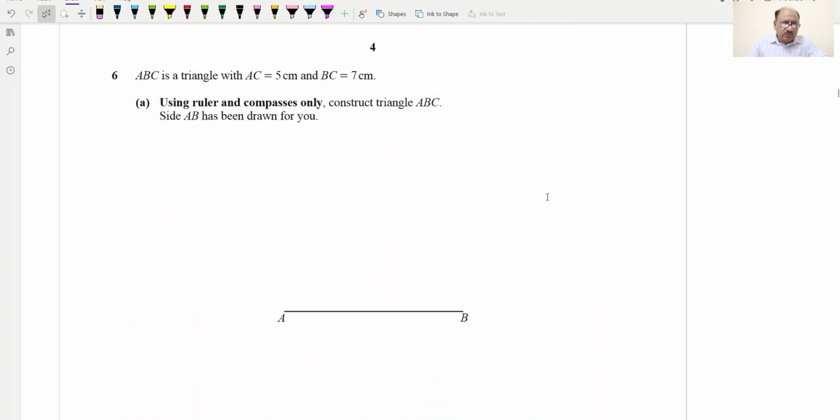Now question number 6. Question number 6 says ABC is a triangle with AC equal to 5 centimeters and BC equal to 7 centimeters. A part, use ruler and compasses only. Construct triangle ABC. Side AB has been drawn for you. So AB they have drawn. This is A and B. Now we need to draw AC, which is 5 centimeters.